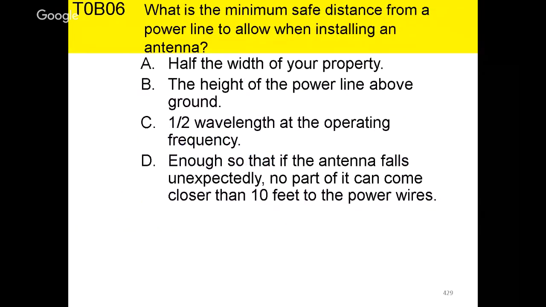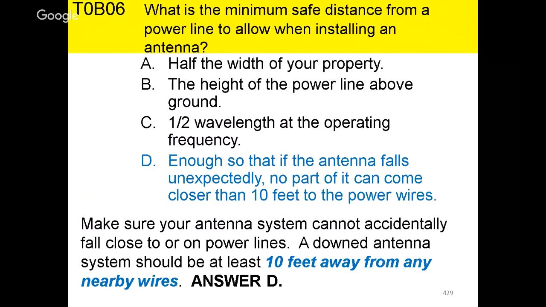All right, what is the minimum safe distance from a power line to allow when installing an antenna? Well, when you look at these, the only really safe distance is making sure that you have enough distance that if the antenna falls unexpectedly, no part of it can come closer than 10 feet to the power wires. So, very important stuff.